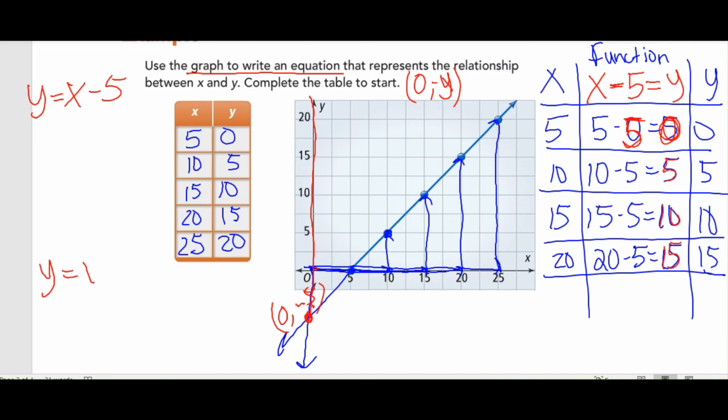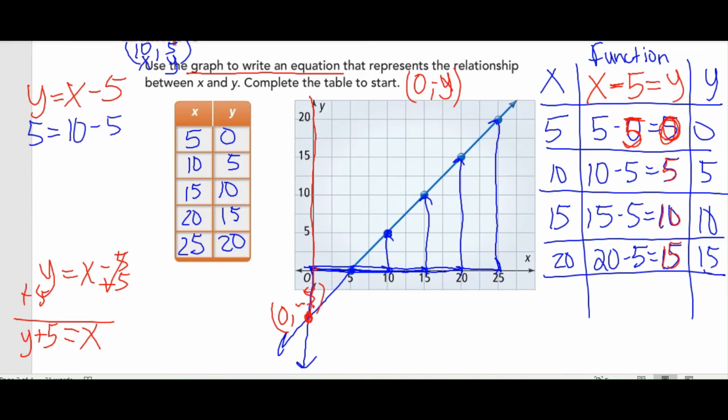Other ways to write this equation, we can move 5 to the other side, and we'll end up with x is equal to y plus 5. We could also check to see if these equations work by substituting values in. So let's try (10, 5). This is our x value and this is our y value. So when y is 5, x is 10 minus 5. And notice that this is true. So this equation is probably true.